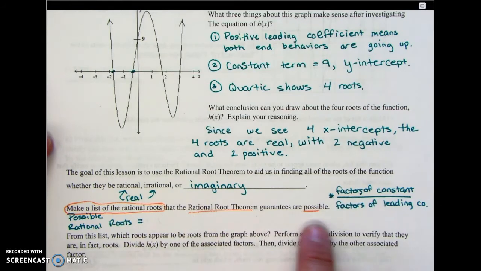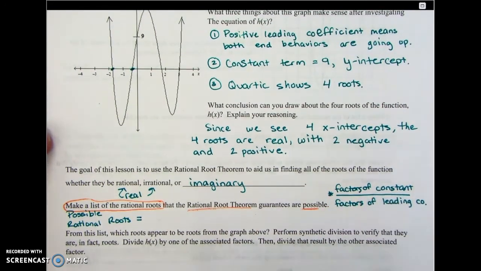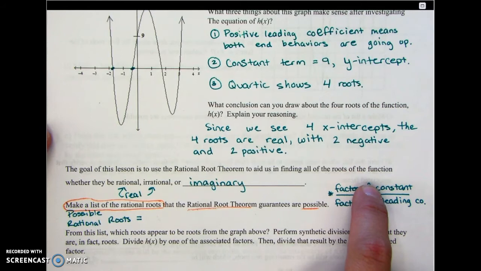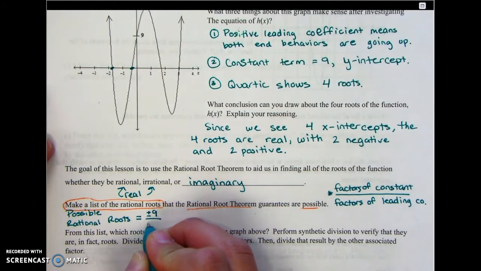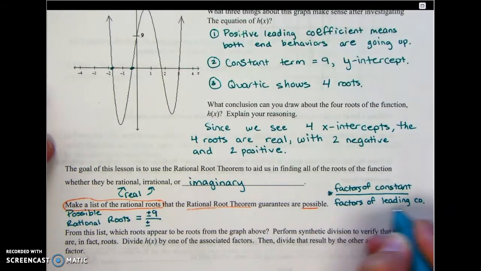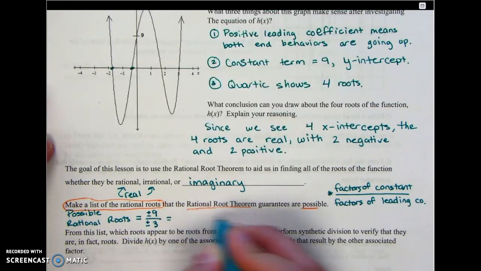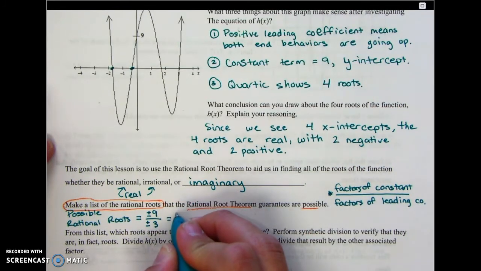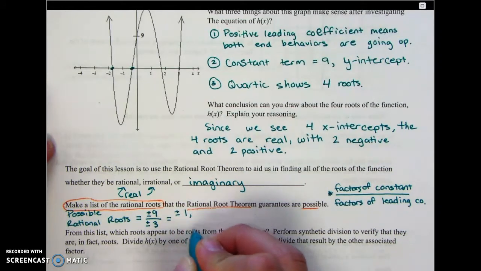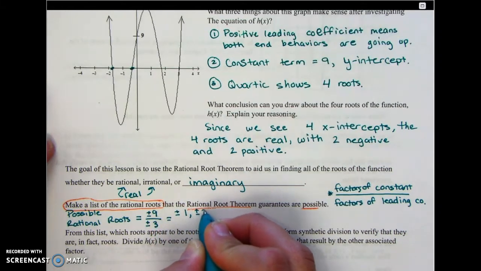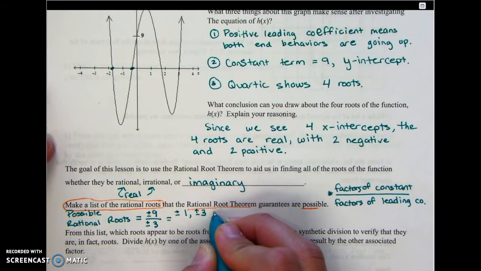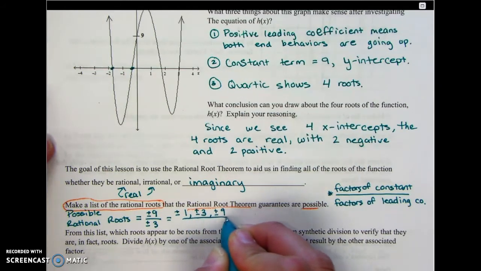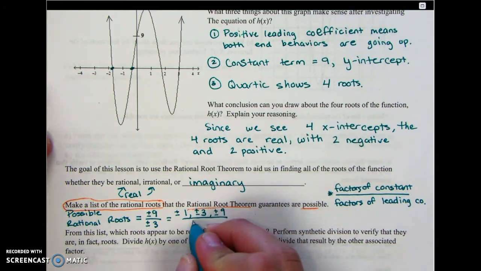Okay, and so what this means is this formula here. The factors of the constant divided by the factors of the leading coefficient. You ready? Okay, what was the constant? The constant was 9, so we're going to have plus or minus the factors of 9 over plus or minus the factors of the leading coefficient, which is 3. Okay, but we got to list them all out. It's not just 9 over 3. So what goes into 9? Well, we start with 1, 3, 9. So it's just 1, 3, and 9. And then what are the factors of 3? It's prime, so it's 1 and 3.